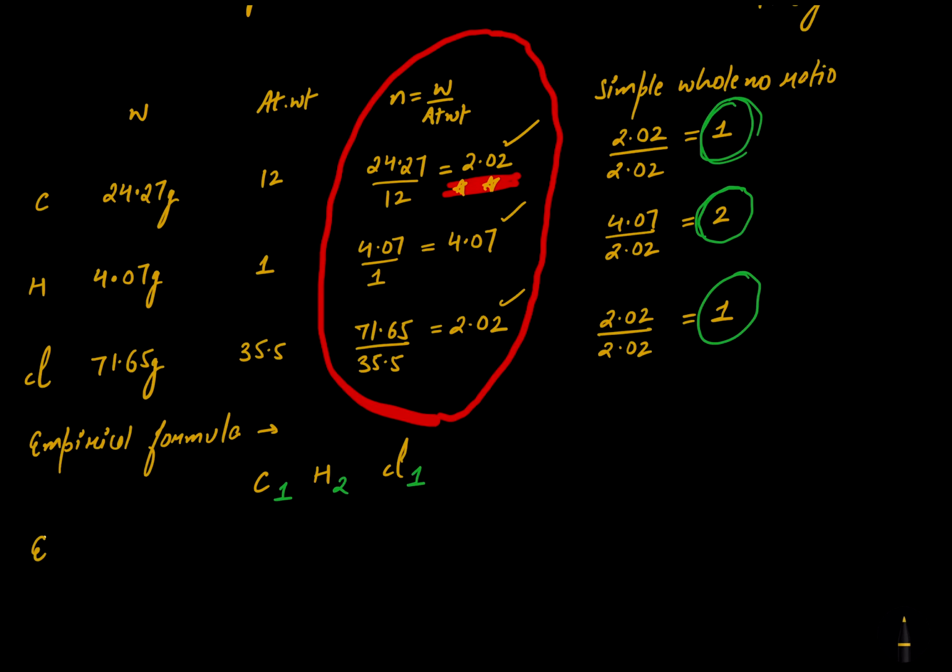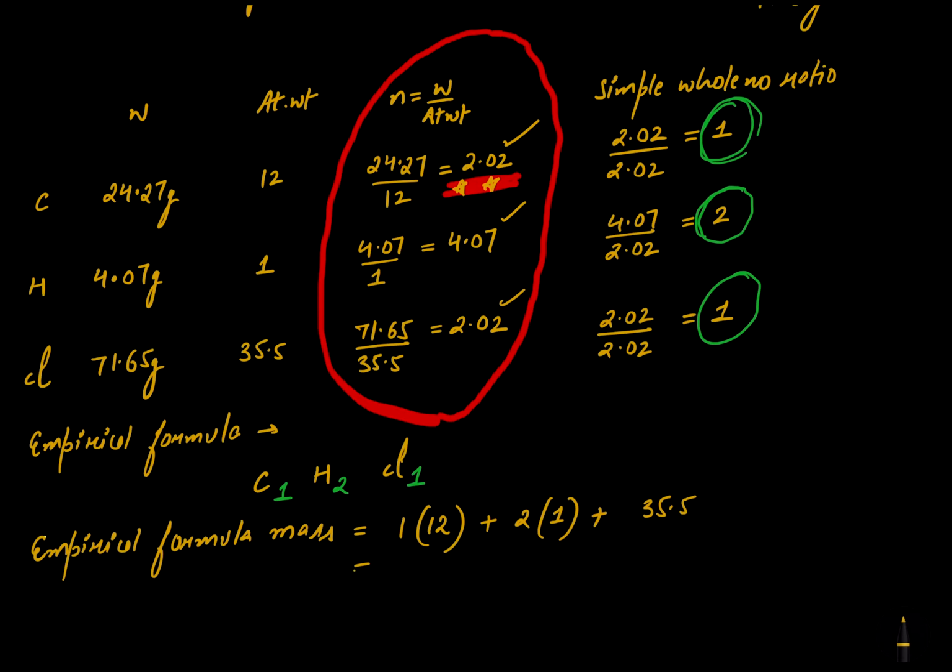So again, by rule, let's calculate the empirical formula mass. What's the atomic weight of carbon? It's 12. How many carbons are there? 1. What's the atomic weight of hydrogen? It's 1. How many hydrogens are there? 2. What's the atomic mass of chlorine? It's 35.5. My answer comes out to be 49.5. So I got my empirical formula and the empirical formula mass.